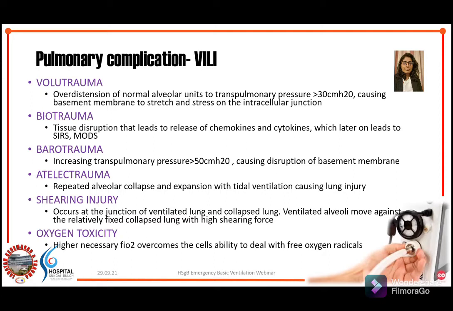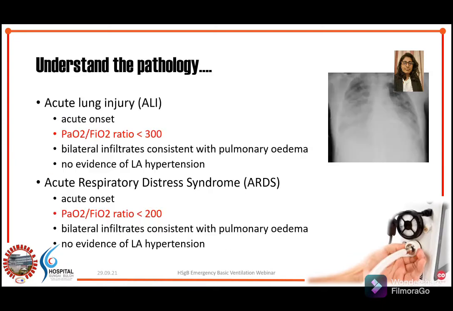So when the ventilated lung is moving against the relatively fixed collapsed lung, it will lead to high shearing force, and this can lead to shearing injury. Oxygen toxicity happens when you have higher than necessary FiO2, which will overcome the cell's ability to deal with the free oxygen radicals. So from these pulmonary complications, you must develop your lung protective strategy to prevent them from happening.